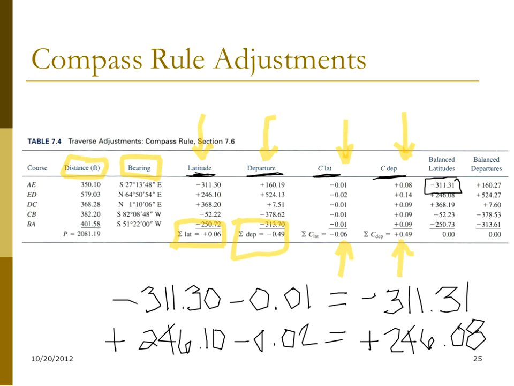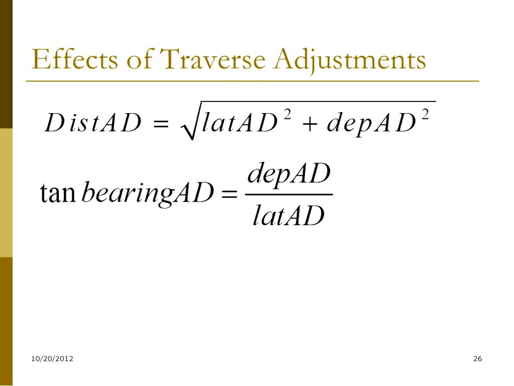Here's how we know that we've done it correctly. Ta-da! The sums of our departures and the sums of our latitudes are now equal to 0, where they were not before. So we've taken the corrections, we've applied them correctly based on the compass rule, and we now have 0 and 0 for our balanced latitudes and departures. Yay!